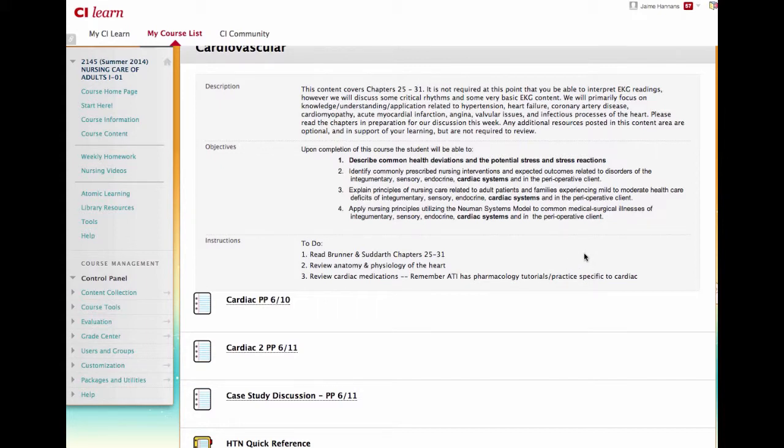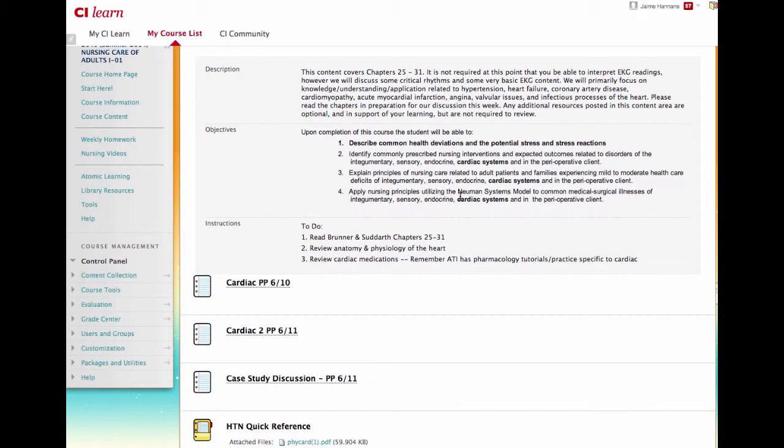We need to be able to describe common health deviations and potential stress and stress reactions, identify commonly prescribed nursing interventions specific to cardiac, look at principles of nursing care, and again, highlighting specific to cardiac, so that as they prepare, they realize, okay, this is where I'm meeting the objective of this course.